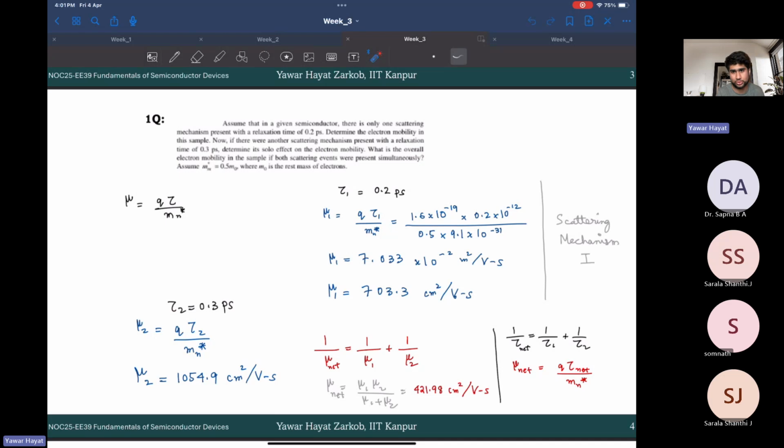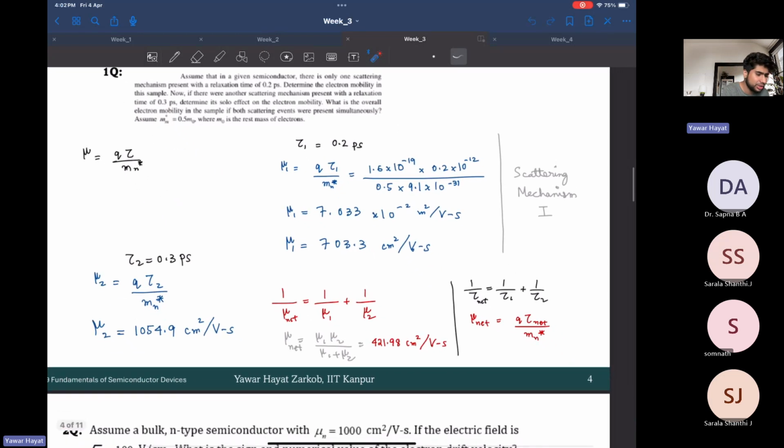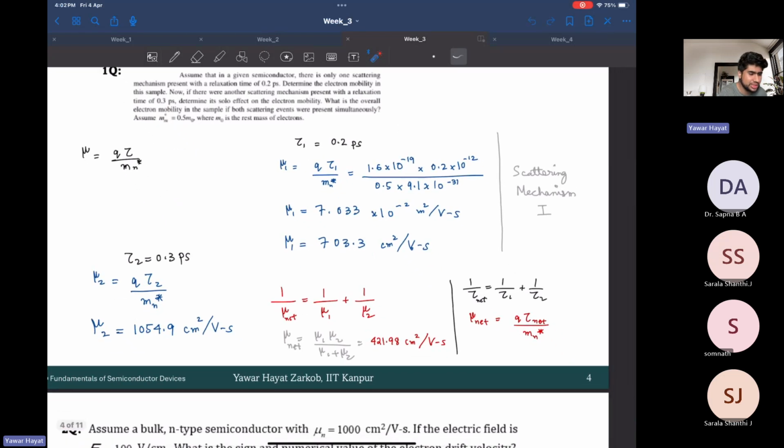If more than one scattering mechanism is present, we make use of Matthiessen's rule. I assume you would have gone through that rule, right? You can either visualize that rule in terms of mobility, or in terms of the mean free time, the time constant, or I should say relaxation time, whatever. One way to do this would be to write 1 by mu is 1 by mu 1 plus 1 by mu 2 and then compute mu net. That comes about as 421.98 centimeters square per volt second.